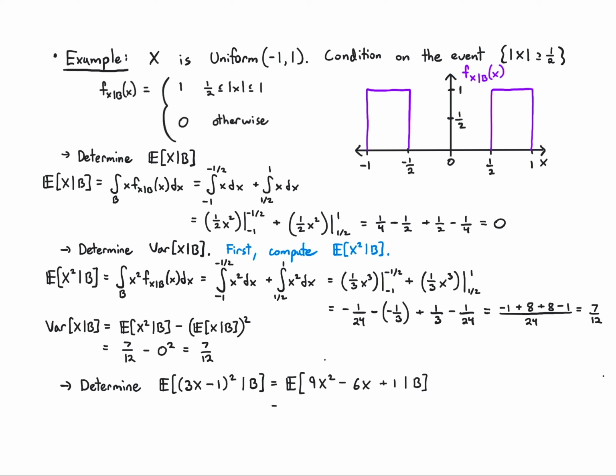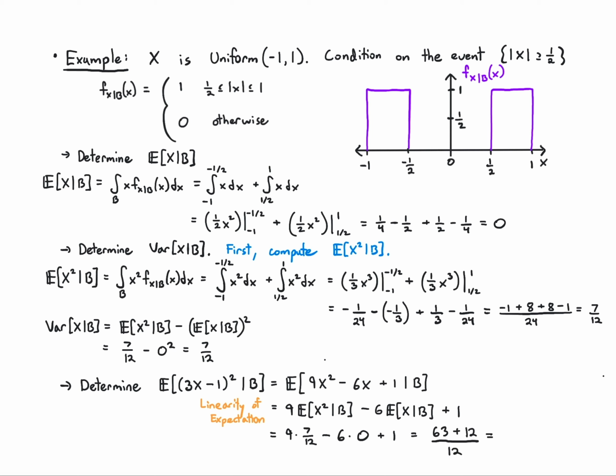Okay, and now this is the trick, and this is where linearity of expectation is super useful. I can write this as 9 E of x squared given B minus 6 E of x given B plus 1. By linearity of expectation, I can always pull apart these sums of terms. So then I have all of these terms worked out. I have 9 times 7/12 minus 6 times 0 plus 1. Putting everything over 12, I get 63 plus 12 over 12. That's going to be 75 over 12, which is 25 over 4.